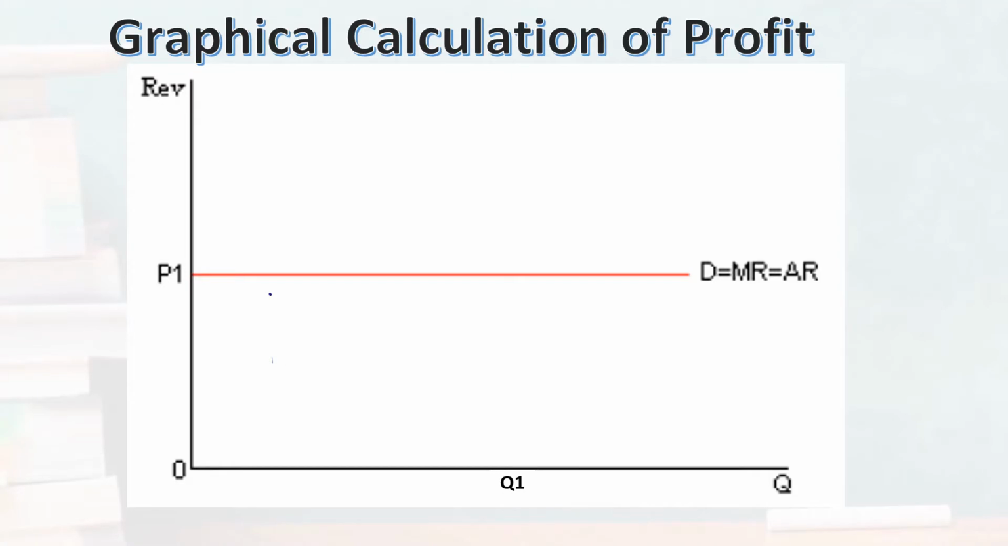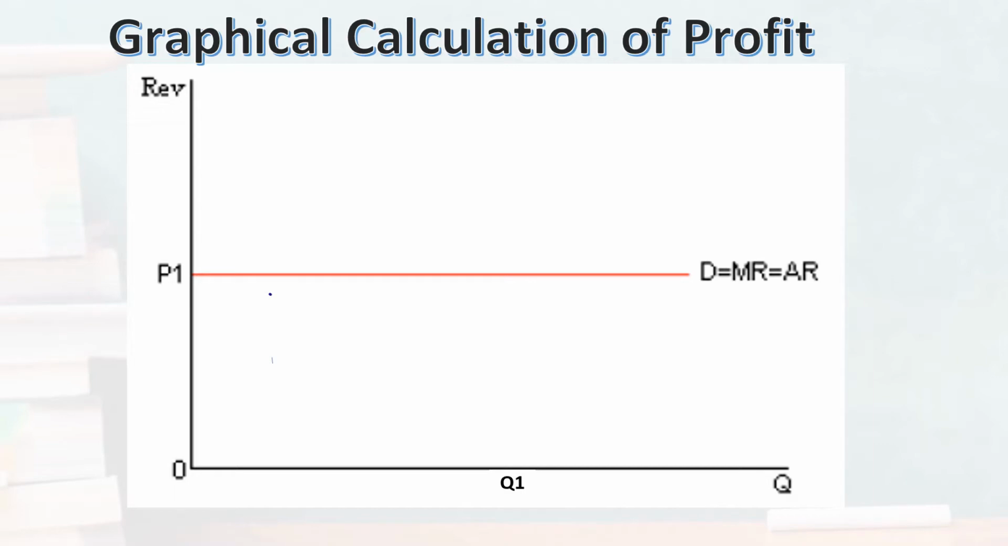Let us first try to understand how we can determine graphically the profit or losses which a firm working under perfect competition can earn in the short run. Because in the long run all the firms are going to earn normal profit or zero economic profit. So losses and profit are only concerned with the firm's performance in the short run.